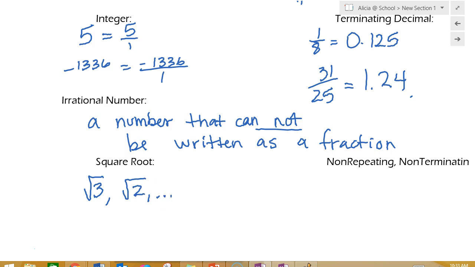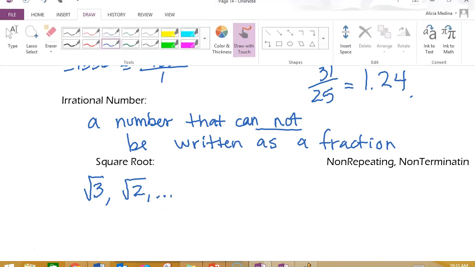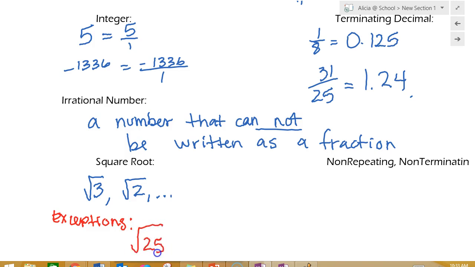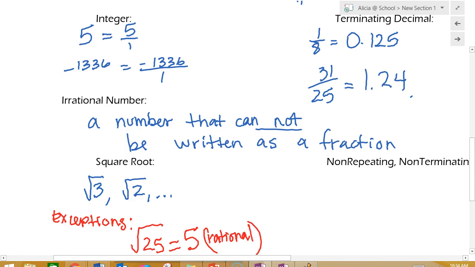The only thing I would say is you do have to be super careful, because there are some exceptions. Exceptions would be something that is in a radical. So for example, the square root of 25. If you were to simplify the square root of 25 in your calculator, that would give you an answer of 5. Well, 5 is an integer. 5 is a nice number. It can be written over 1. It can be written as a fraction. So therefore, that 5 is actually rational. So sometimes the start of something might look like it is irrational, but you have to simplify.